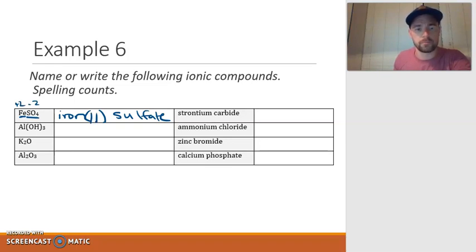Let's do one more. This one down here. Name the cation. The cation is aluminum. I do not have to put a Roman numeral because aluminum is not a transition metal. OH. There's 3 of them, but I don't care. What's the name of the anion? Hydroxide.